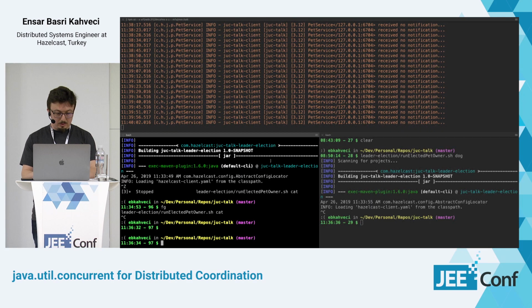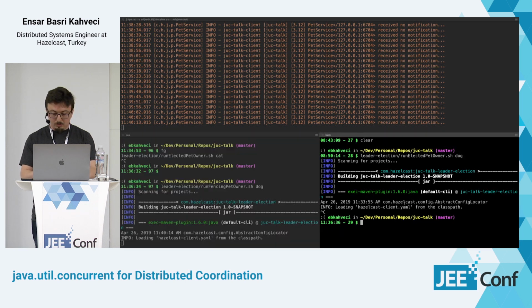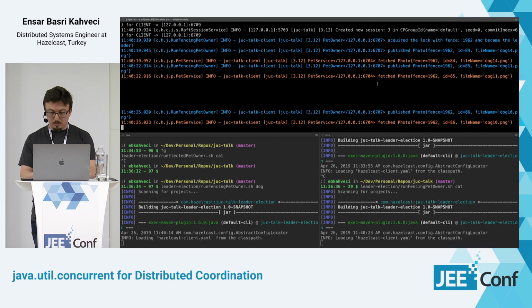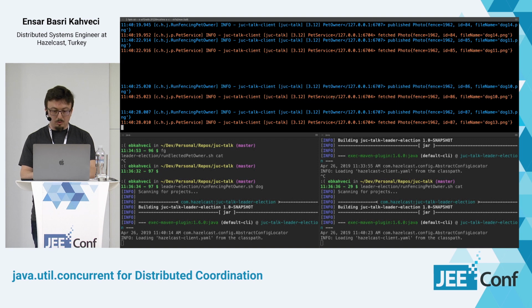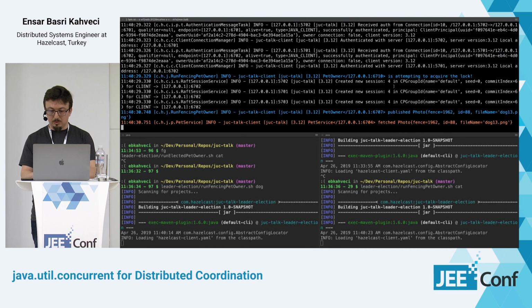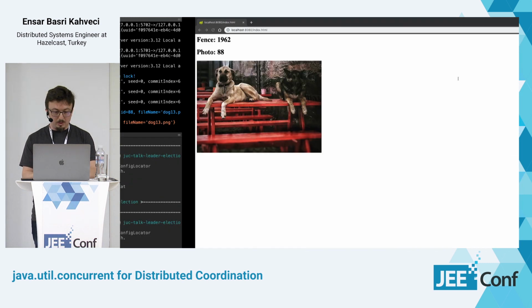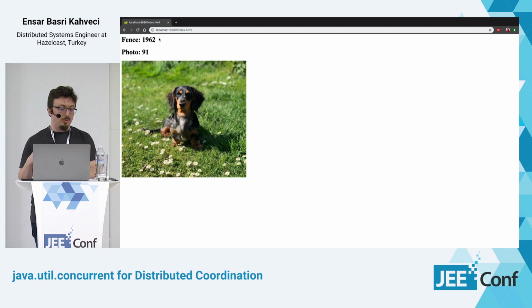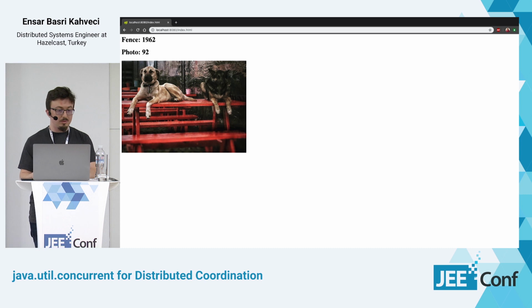Okay, let's see it. Okay, let's make this one publish dog photos, and I'm running the second one again. And let's make it publish cat photos. Okay, so the dog owner already acquired the log, and the cat owner is waiting on the log call now, so we can see it here. So, okay, here is our fencing token. So the current leader is publishing dog photos, and its fencing token is 1962.